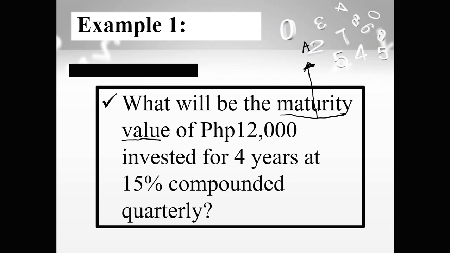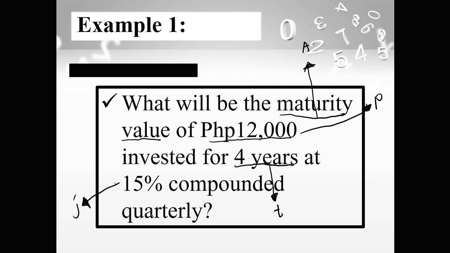Next, the 12,000 pesos invested. O ano si 12,000 pesos? So si 12,000 pesos na ininvest mo, this is the amount you invest, you deposited, that is the principal amount. Okay. Next, for 4 years. So andyan na. Andyan na ang keyword. 4 na taon. Of course, that is the time. At 15%. O, lahat ng may percent sign in terms of compound interest, that is the nominal interest rate, which is represented by small letter J.